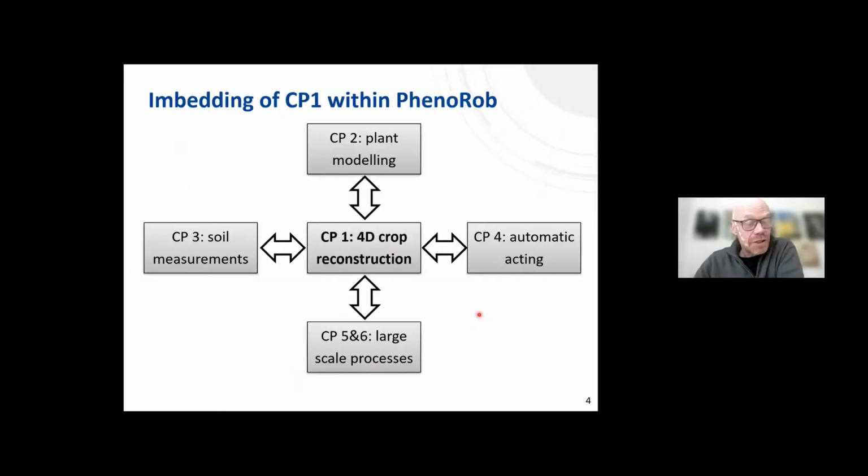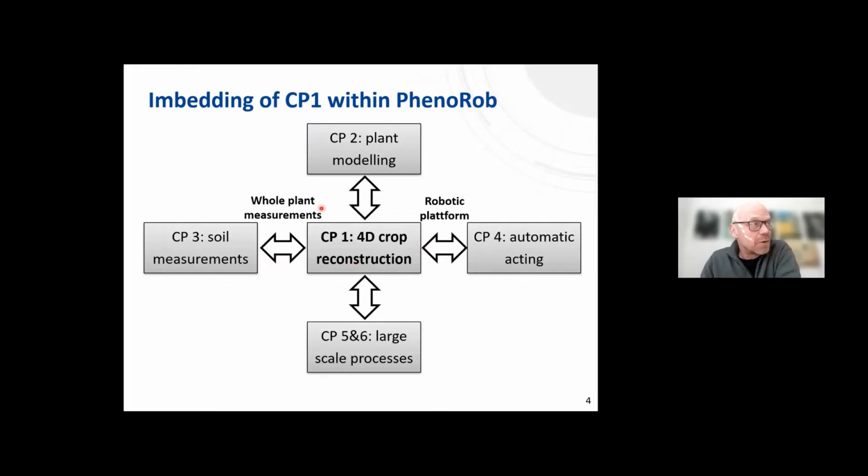What I have said now was just the general overview. We can also visualize how we understand Core Project 1 being positioned within PhenoRob. On the one hand, we have collaborations and links to Core Project 3 and 4. In Core Project 1, we have the easy thing. We measure the easily accessible part of plants, namely the above-ground part, the shoot. And there we are talking to colleagues of CP3, who are going below ground with soil and root measurements, which is technically, from the measurement modes, much more demanding.